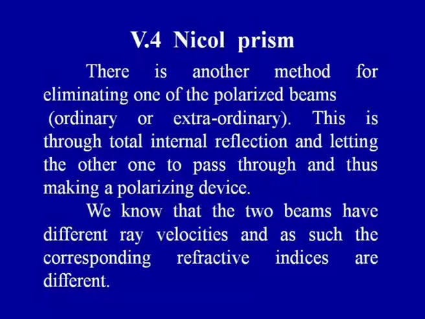Now, we come to another interesting device that works as a polarizer, the Nicol prism. There is another method for eliminating one of the polarized beams, ordinary or extraordinary. This is through total internal reflection and letting the other one pass through, and thus making a polarizing device. It's a very ingenious method.